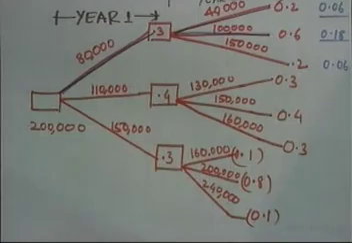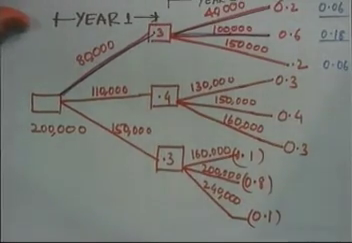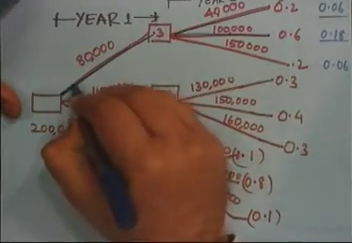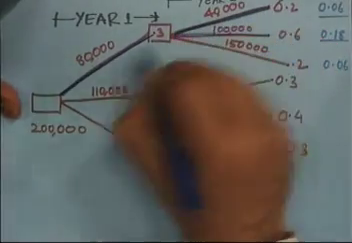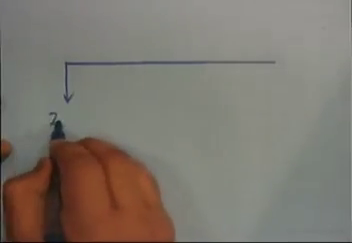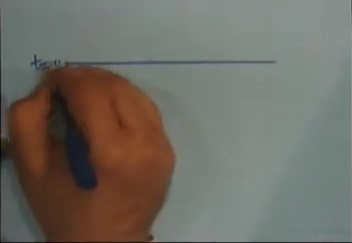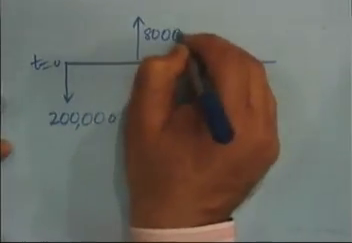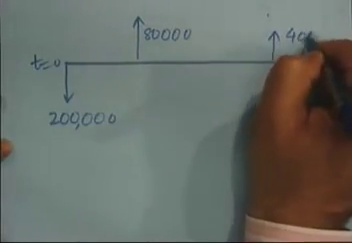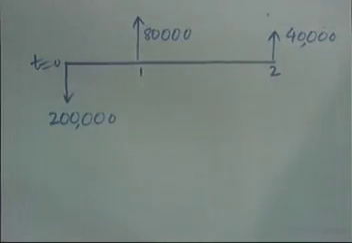Now, once you have calculated the joint probability for each of the paths, we can calculate the net present value for each of the paths. How do we do that? For example, let's take this path. First one. I do it like this in a separate paper. 200,000 is the required investment at time t is equal to 0. I am getting a return of 80,000 and a return of 40,000 at the end of year 2. This is the cash flow diagram of path 1, in which I am getting a return of 80,000 at the end of year 1 and 40,000 at the end of year 2.